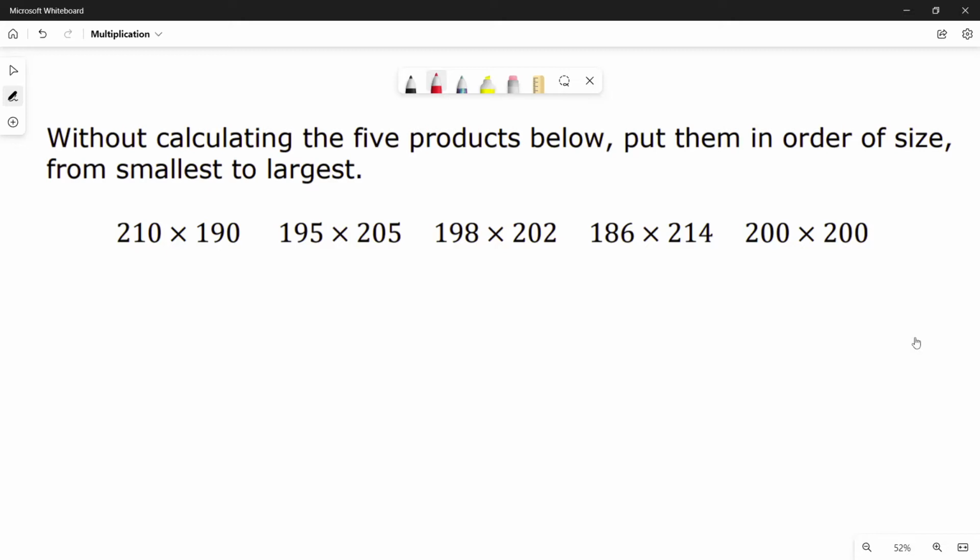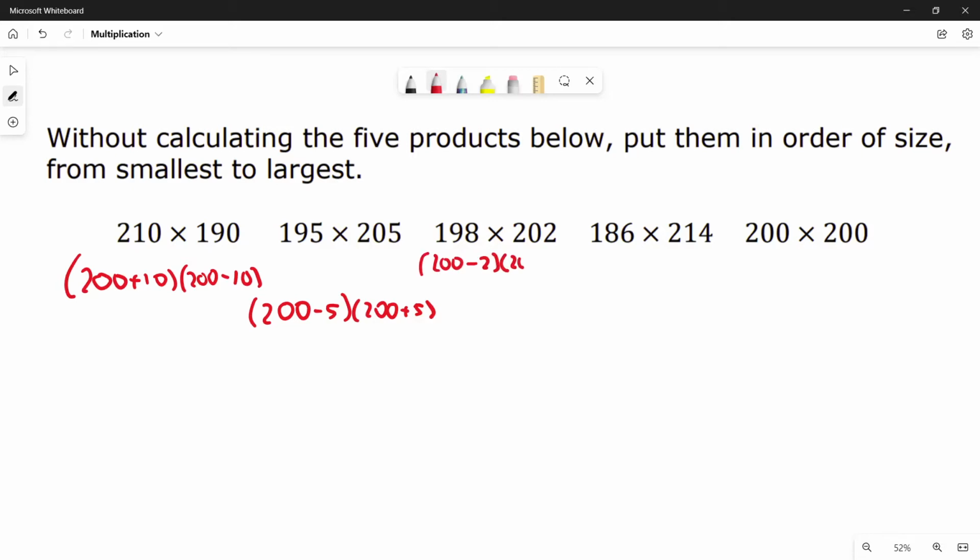Okay, so we're going to go through it. This first one can be written as 200 plus 10 multiplied by 200 minus 10. This next one can be written as 200 minus 5 times 200 plus 5. The next one, 200 minus 2 times 200 plus 2, then 200 minus 14 times 200 plus 14, and finally this one is just 200 squared.